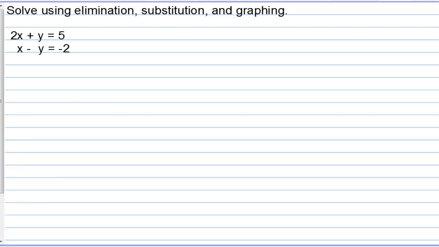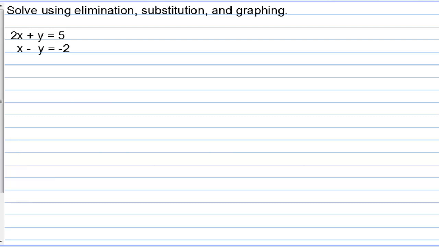All right, if you turn the paper over on the bottom of the back, there's some white space. I added this problem after I'd already printed this out. So solve using elimination.